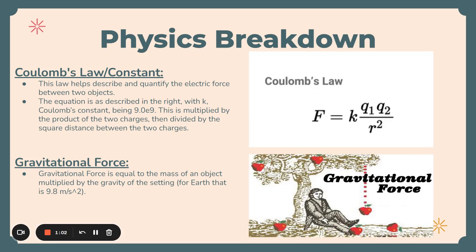Well, we first need to know Coulomb's law and Coulomb's constant. This law helps describe and quantify the electrical force between two objects, with the equation being Coulomb's constant, which is 9 times 10 to the ninth, multiplied by the two charges of our system, divided by the distance between the two charges. We also need to know our gravitational force, which is simply the mass of an object multiplied by the gravity of its setting. And for our experiment, it's being conducted on Earth, so that will be 9.8 meters per second squared.